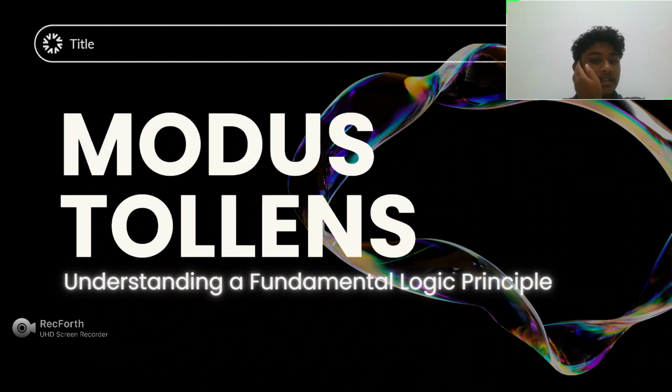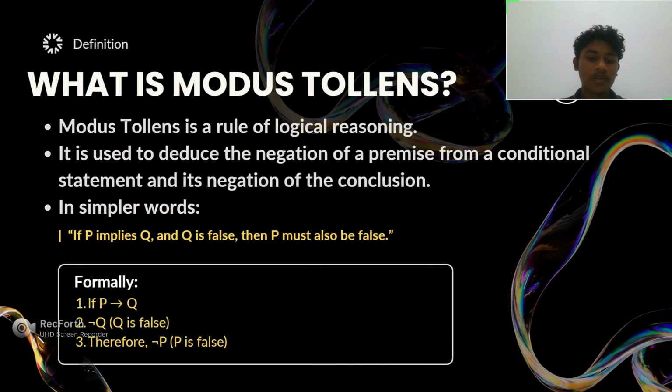Hello everyone. In this video I am going to explain a basic concept in logic called modus tollens. It is one of the most important rules of reasoning that helps us make varied conclusions. So, what is modus tollens?